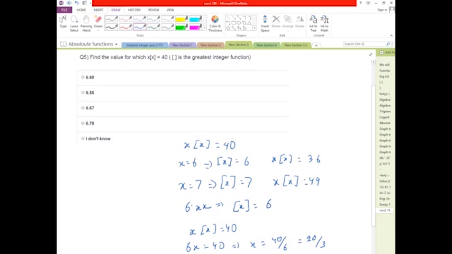Kim is asking, fractional part is always positive. Yes, fractional part is always positive, Kim. And you can check that for negative numbers. Minus 2.3, you will remove minus 3 from that and say that the fractional part is 0.7. You would not say the fractional part is 0.3. So that is true. So this is there.